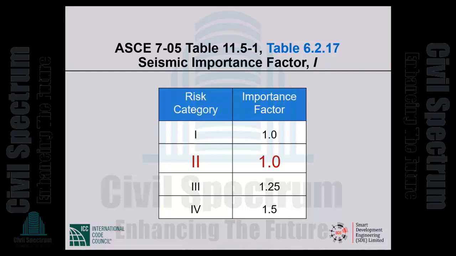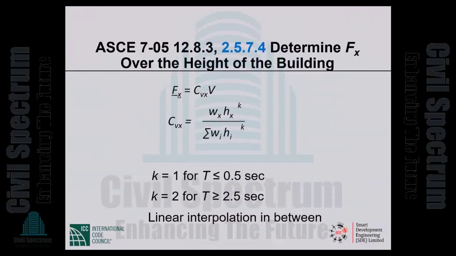Anyway, occupancy category 1 and 2. So unimportant buildings as well as standard occupancy, I is 1. Assembly buildings, schools, and so forth, one and a quarter, and essential facilities and hazardous facilities 1.5. Pretty simple. Okay.